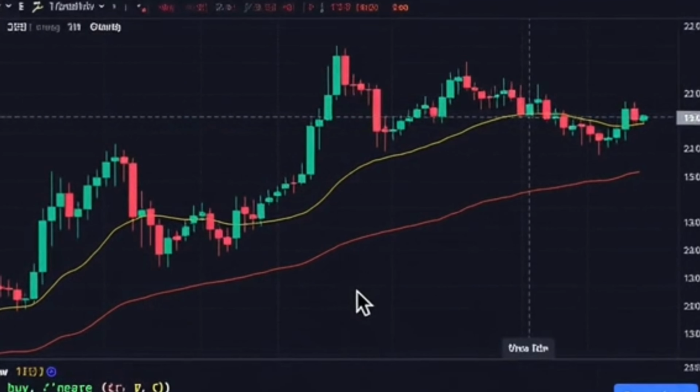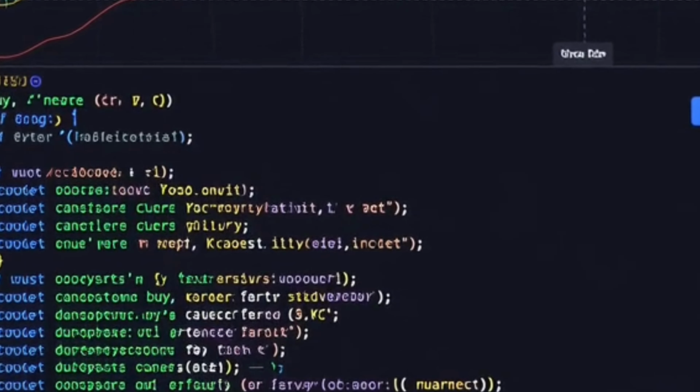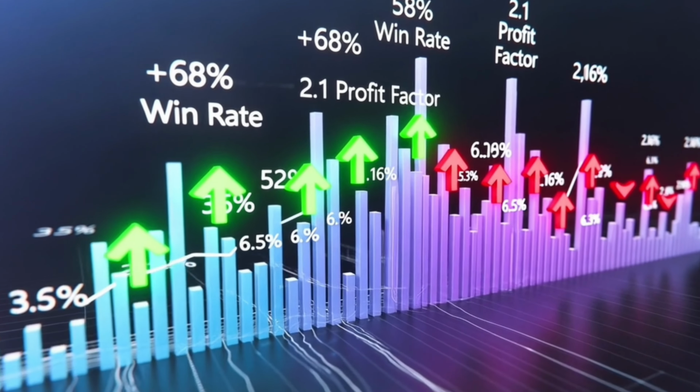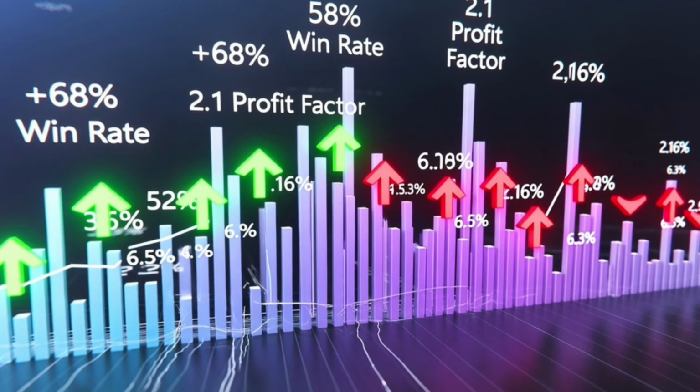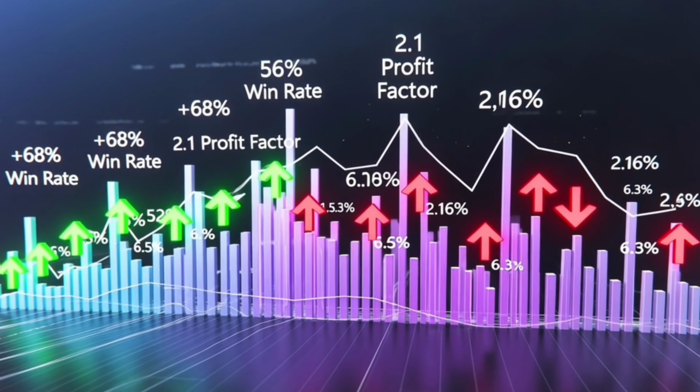Step 2 is testing and implementation. We take this AI-generated code, open TradingView, and paste it directly into the Pine editor. Instantly, the strategy appears on our chart, showing every historical buy and sell signal. By running a quick backtest over the last 2 years of data, we can see if this AI strategy is actually profitable before risking a single dollar.